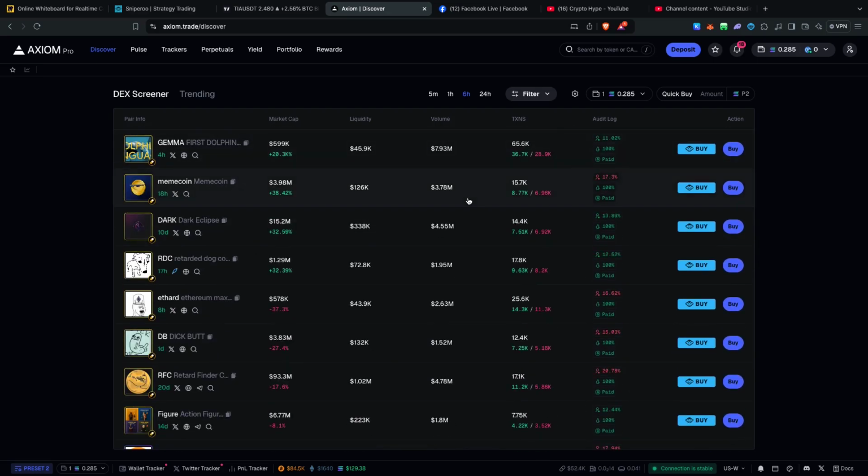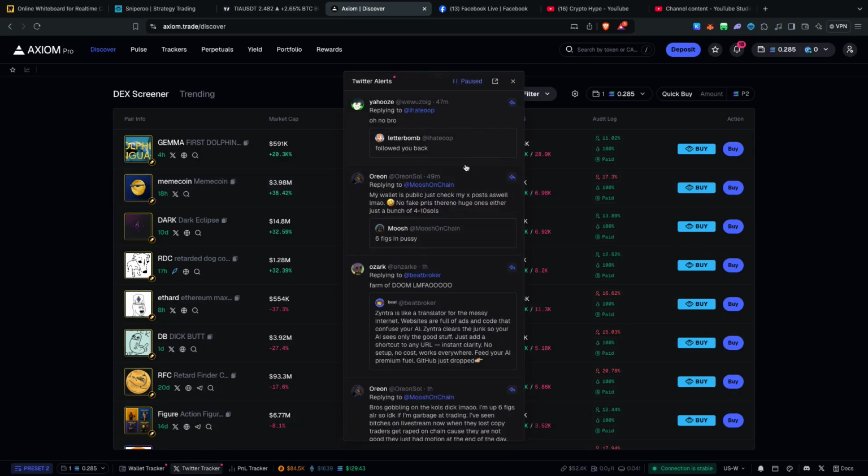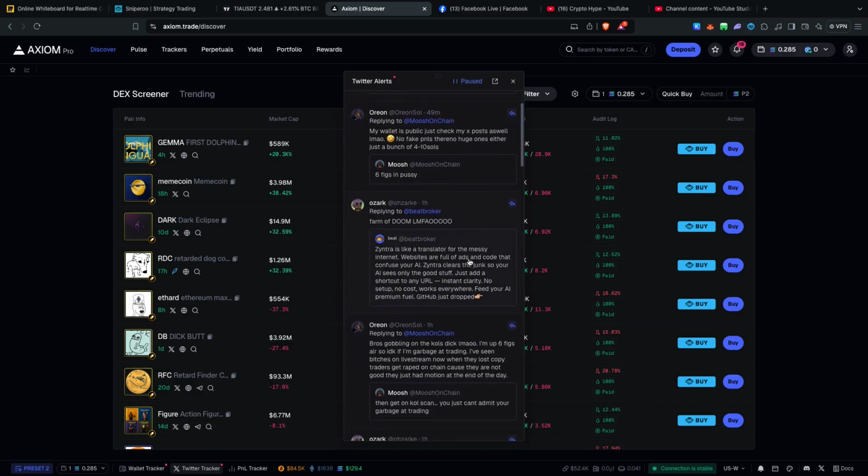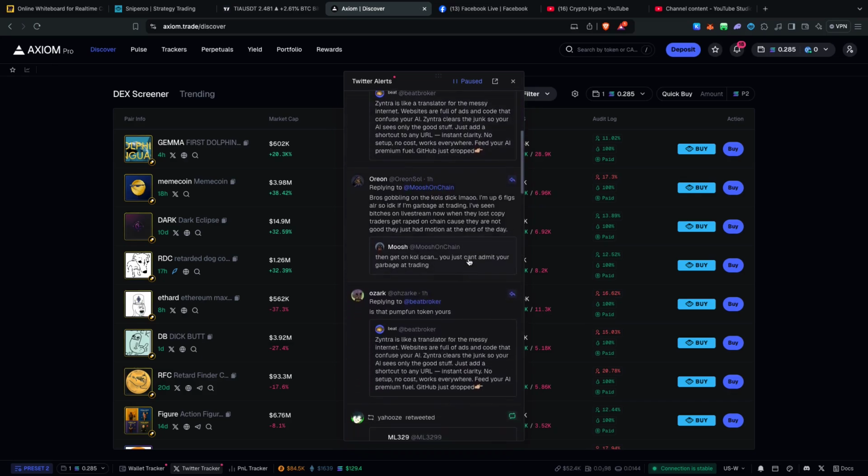Okay, so once you do that, you also have to go to the Twitter tracker as well, because the Twitter tracker allows you to stay abreast with what other traders are doing.